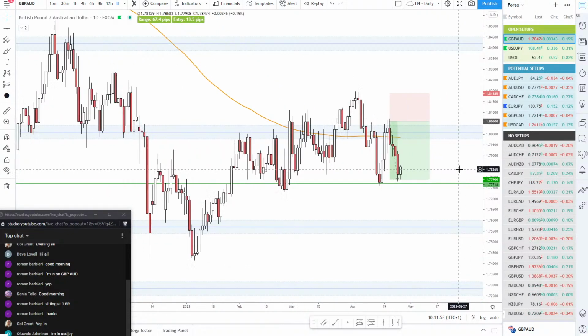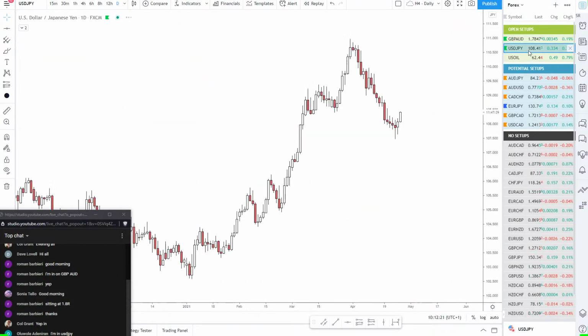GBPAUD, at least one person's in it, but I think a few more are probably in this one because it's one of the ones I shared last week. So I would say with this one, just hold on to it. I imagine a lot of you got out though, because it did hit 2R. But if you're still in it, you may as well hold on to it. It could easily keep moving down.